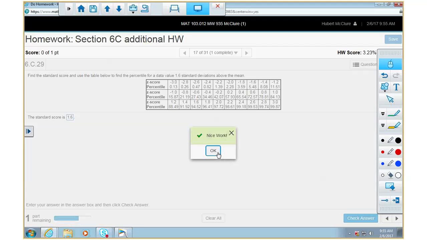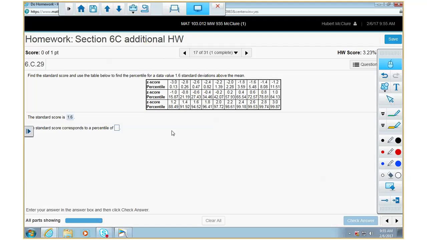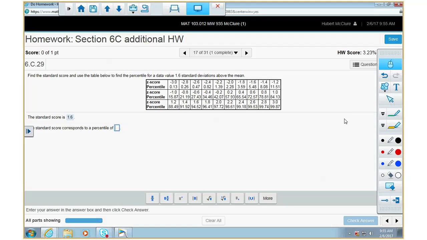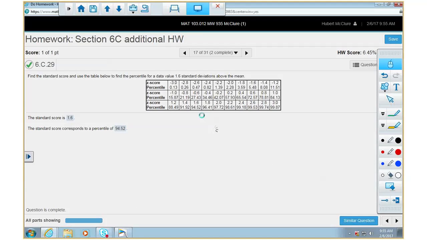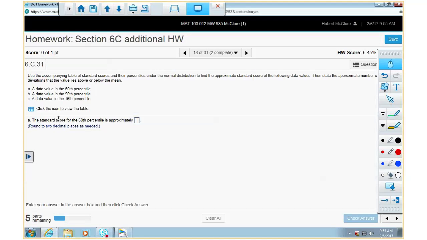No, I will not give you that test question because a lot of people don't understand that part right there. I'll do something, but I'm not going to give you that question. And then it's 94.52. The standard score corresponds to the percentile of 94.52. I'll give you a question like this, but it isn't going to have that question on it.